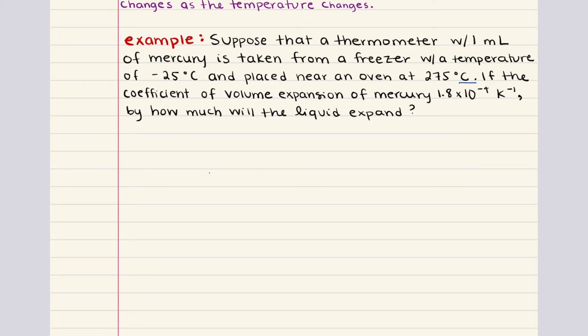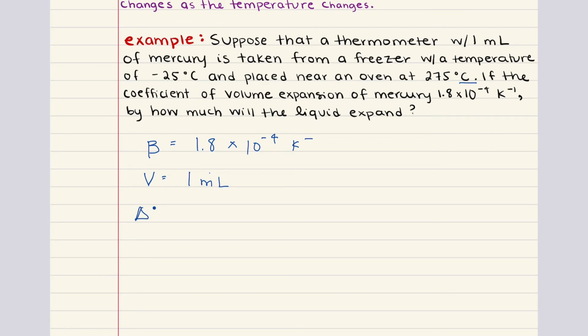This problem says, suppose that a thermometer with 1 milliliter of mercury is taken from a freezer with a temperature of negative 25 degrees Celsius and placed near an oven at 275 degrees Celsius. If the coefficient of volume expansion of mercury is 1.8 times 10 to the negative 4 inverse Kelvin, by how much will the liquid expand? Now we're given a lot of useful information. First, the coefficient of volumetric expansion for mercury is equal to 1.8 times 10 to the negative 4 inverse Kelvin. We're also told that the original volume is equal to 1 milliliter.